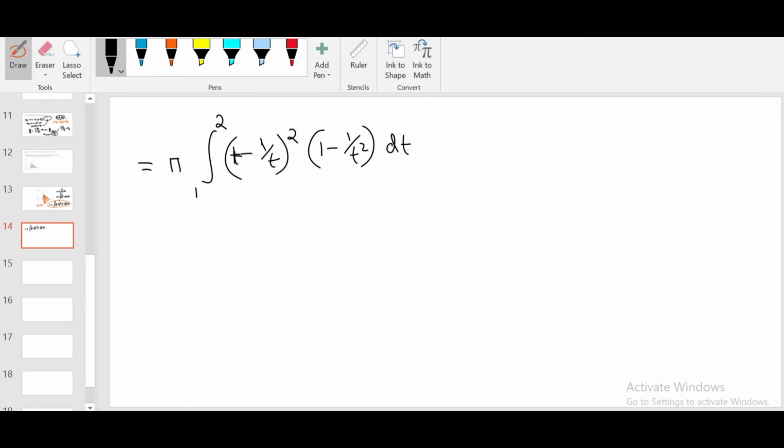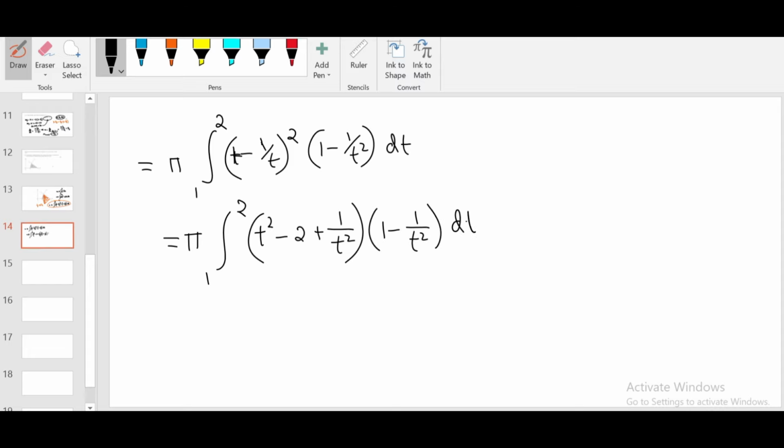So I'm going to integrate this first. Keep pi and the integral as it is. Expand it. (a minus b) whole square is a square minus 2ab plus b square, times (1 minus 1 over t square) dt. Open the bracket and expand it. Simplify this thing.